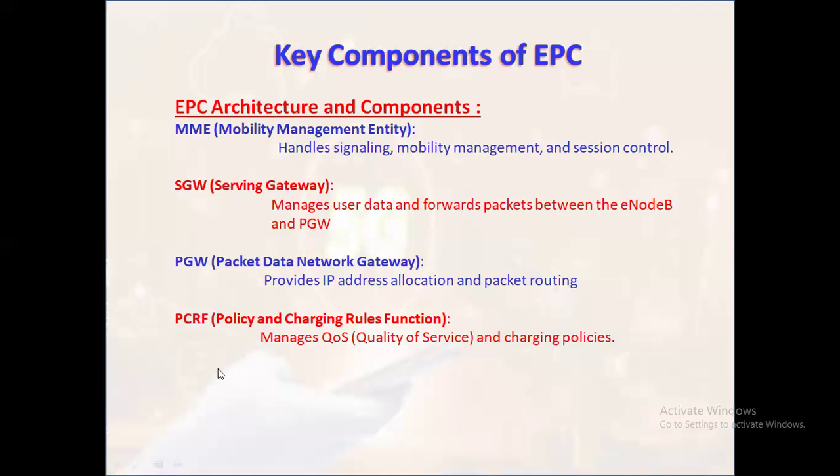The next key component is the PCRF, or Policy and Charging Rules Function. The Policy and Charging Rules Function, PCRF, oversees QoS, that is quality of service, and charging policies within the network. It enforces rules related to data prioritization, bandwidth allocation, and usage limits for different services.